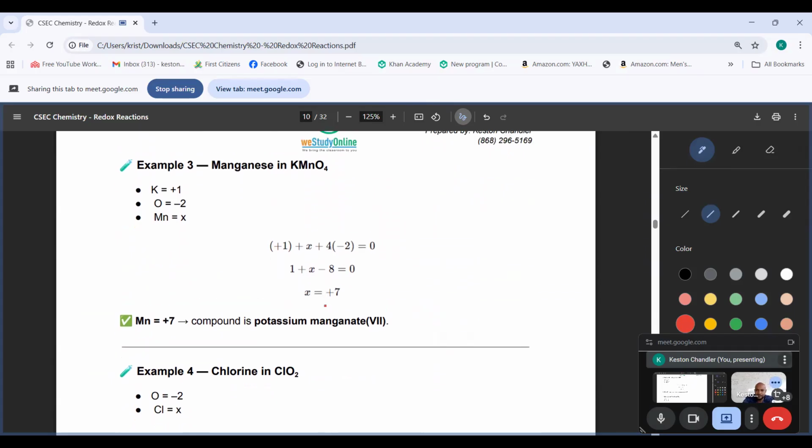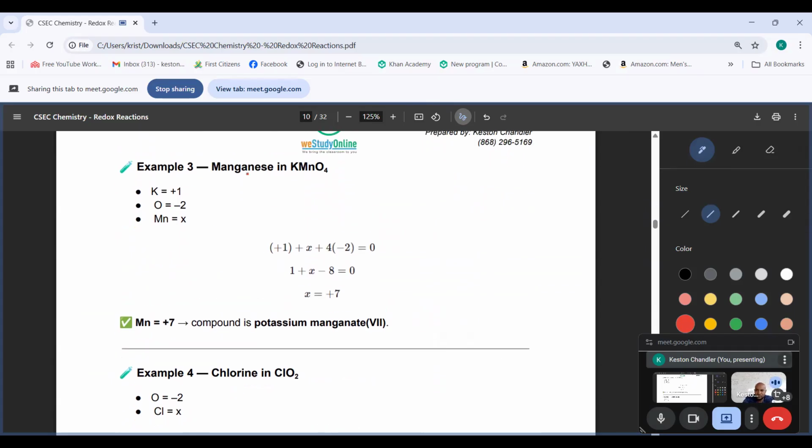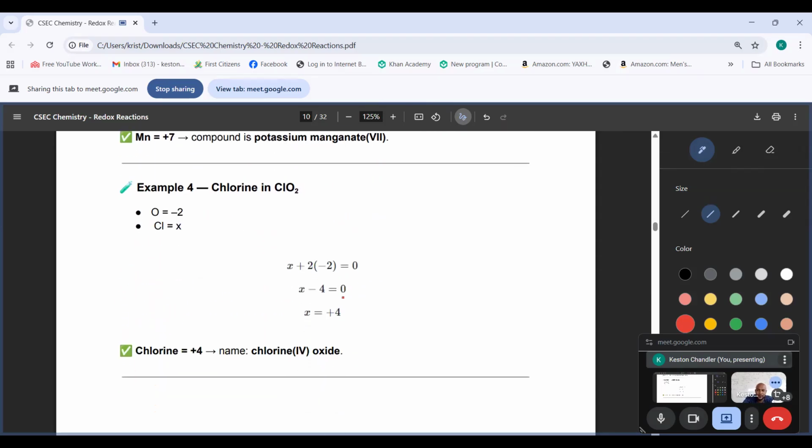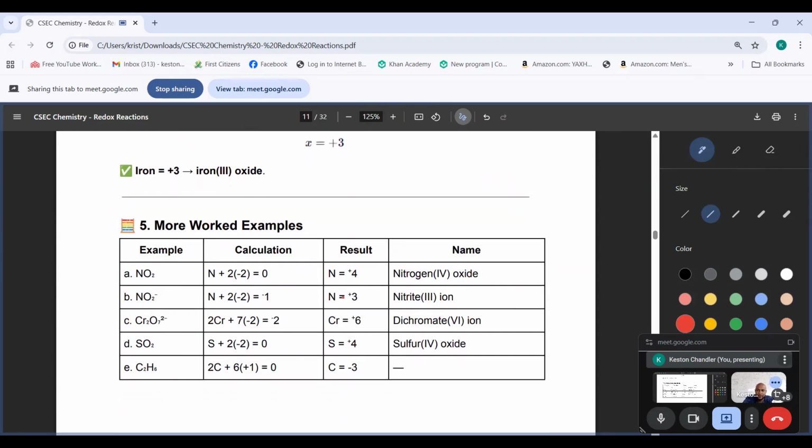Manganese. We want to find out the oxidation number of manganese, which is Mn, inside of the potassium manganate(VII). Right? K is +1 because that's a group 1 metal. O is -2. We know that. Mn we will put as X. So we have 1 plus X plus 4 O's. So 4 by -2. 1 minus 8 will give us -7. We carry it across. We get X to be +7. Everybody get the hang of it?